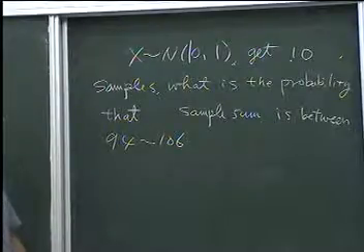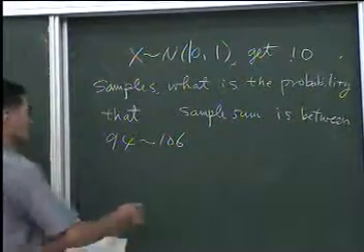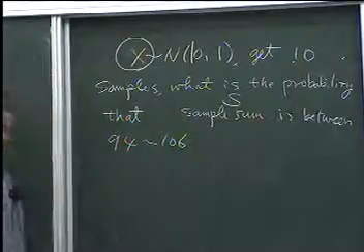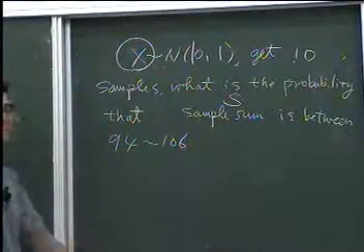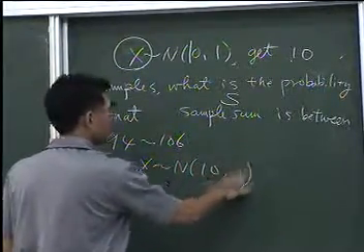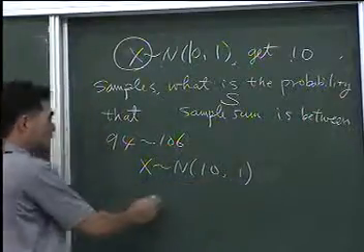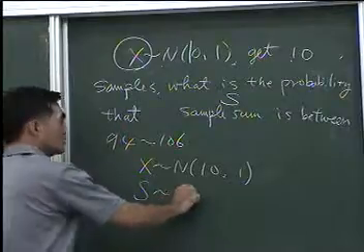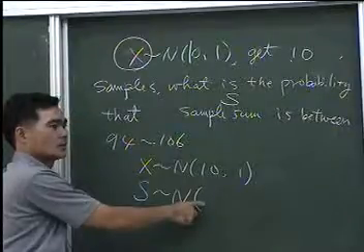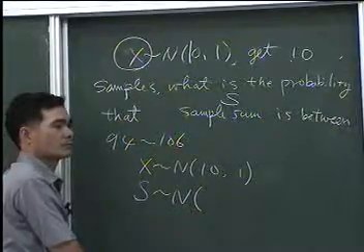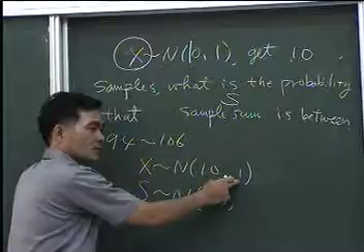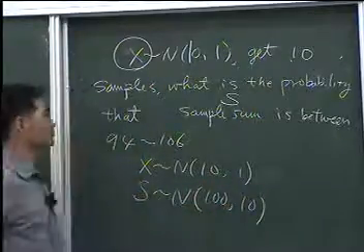Okay, so how should we deal with it? We know x, but we don't know S yet. So in this case, S is a normal distribution with mean 10 and variance 1. Then what should S be? Can anyone tell me? Okay, this gentleman, what should the mean be? 100, right? And what about the variance? It is equal to 10. Okay, good.